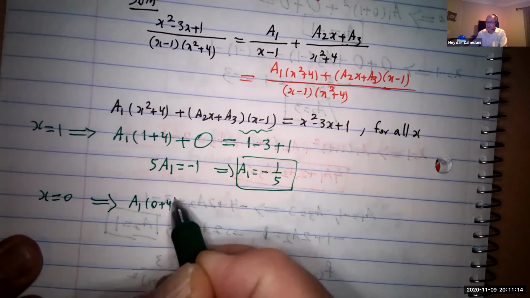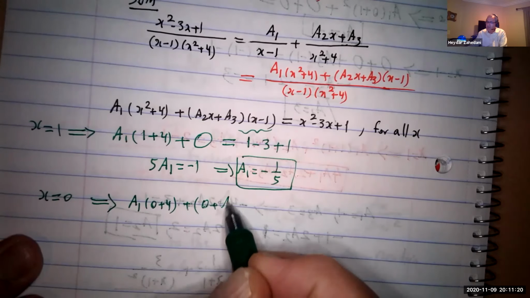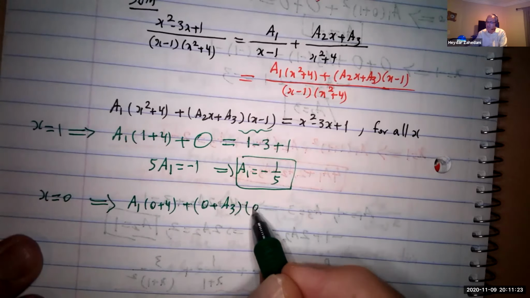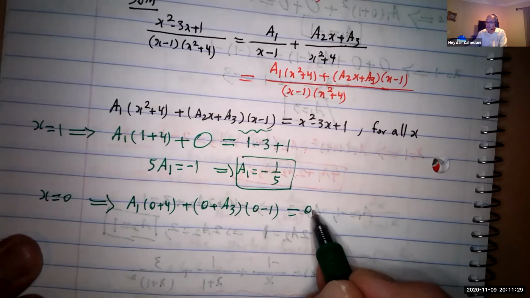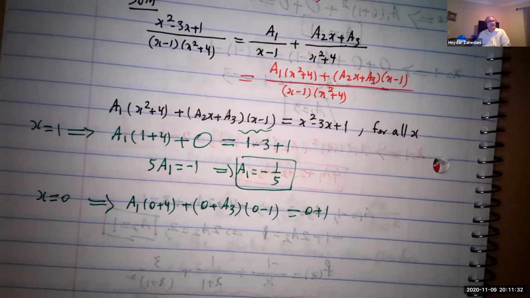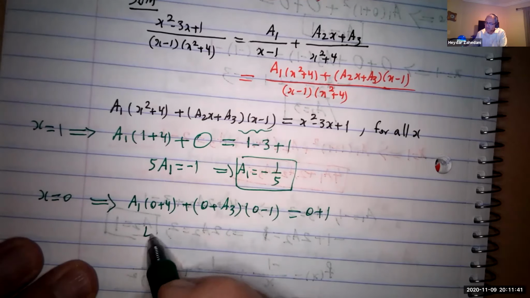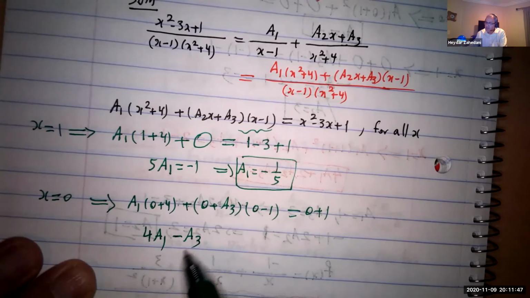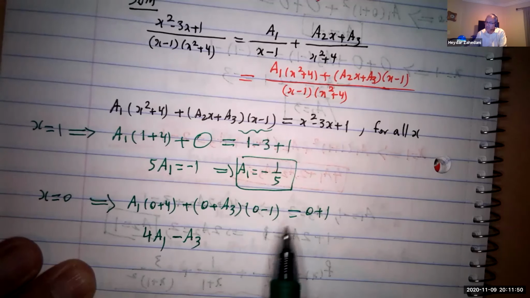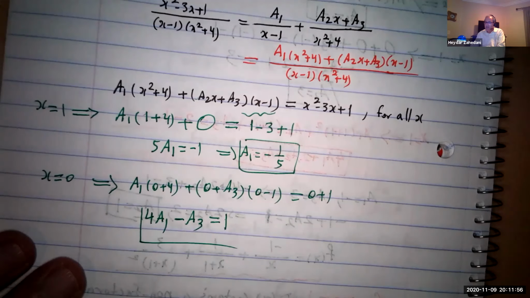0 plus 4. So it's going to be plus. You put a 0 here. So that gives 0 plus a3. And this is going to be 0 minus 1. Okay, 0 minus 1. And you put the 0 here, that gives 0, 0 plus 1. Okay, so I put x equal to 0 and substitute. So what do you have? You have 4a1. And over here, we get the minus a3. Okay, that's it, minus a3 equal to 1. No a2. But you already got the a1.